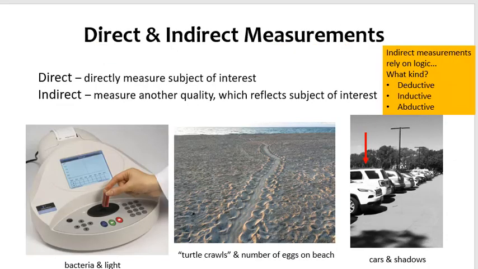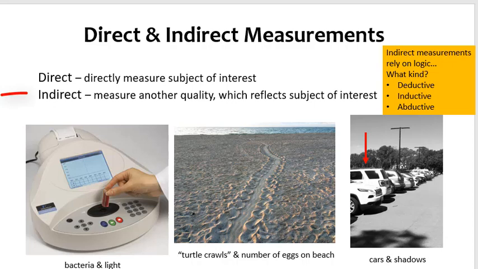We can also have direct and indirect measurements. A direct measurement is measuring the variable you're actually interested in. If you're interested in plant growth, you could measure the height of a plant. If you're studying the impact of diet on diabetes, you could measure blood sugar levels.